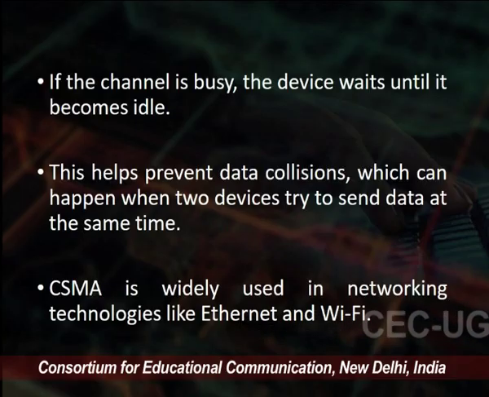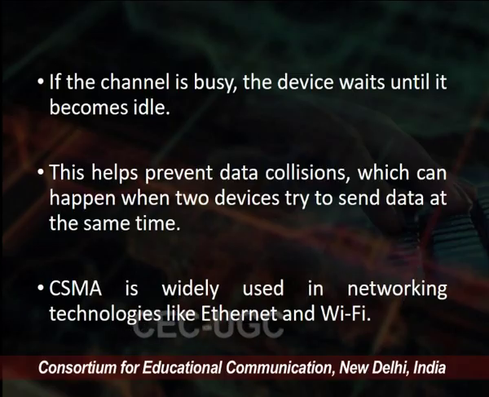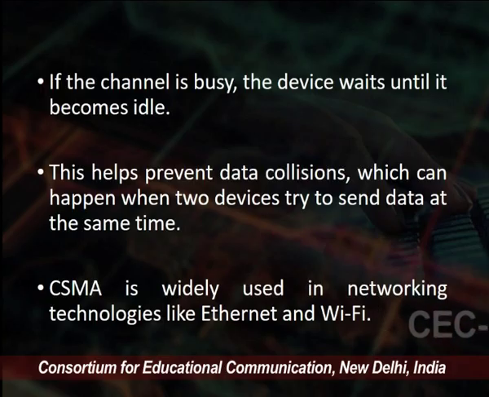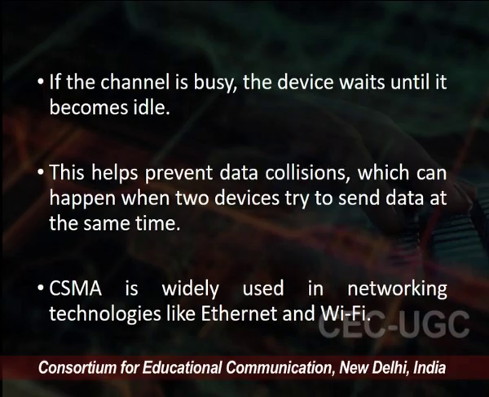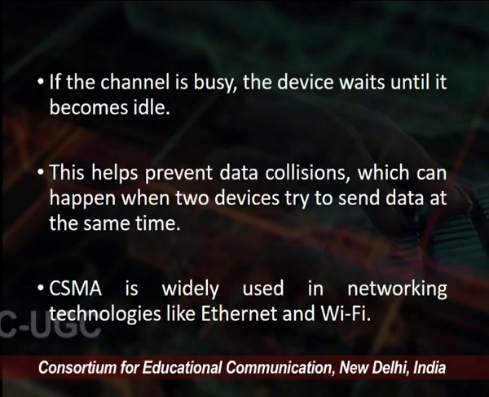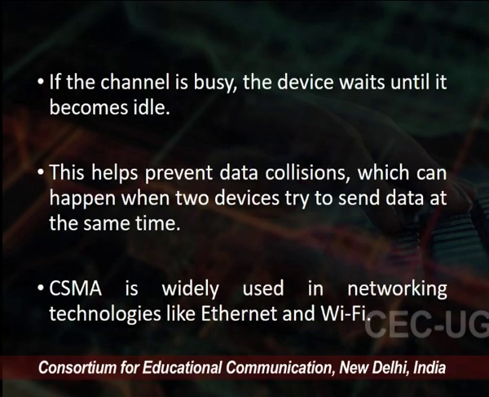So, what is the advantage of this sensing mechanism? Because of it, data collisions are prevented. These collisions were happening in huge amounts when two devices tried to send data at the same time. Looking into the application area, CSMA is widely used in networking technologies like Ethernet and Wi-Fi.